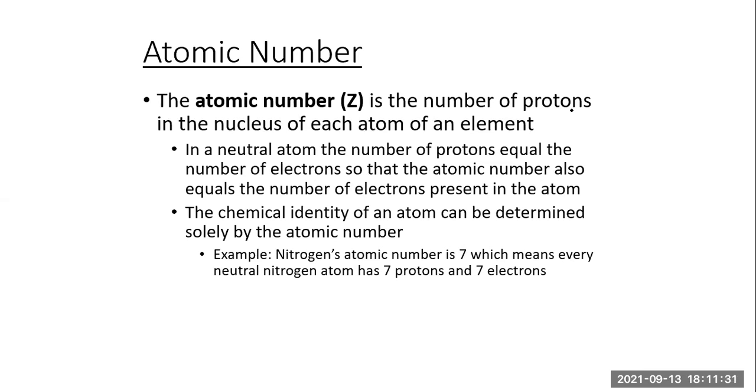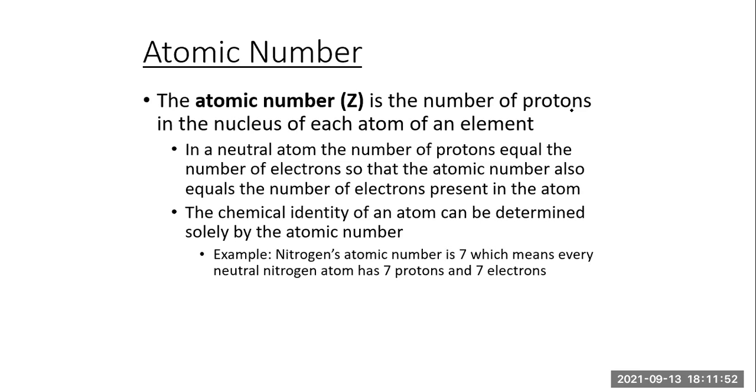So the first really important aspect is known as the atomic number. The atomic number is sometimes abbreviated with a Z, and it is the number of protons in the nucleus of an atom. So the actual definition of atomic number is just the number of protons that you have in an atom.